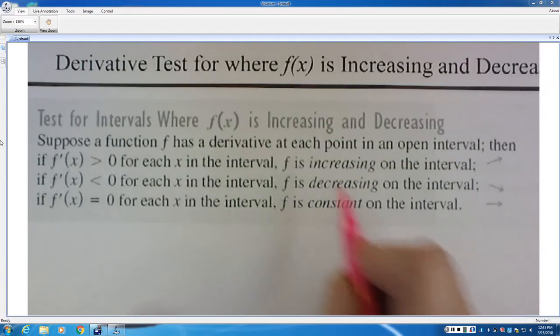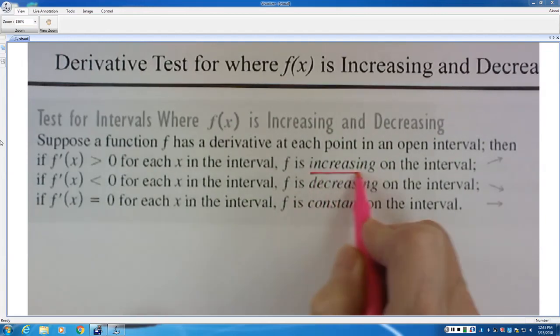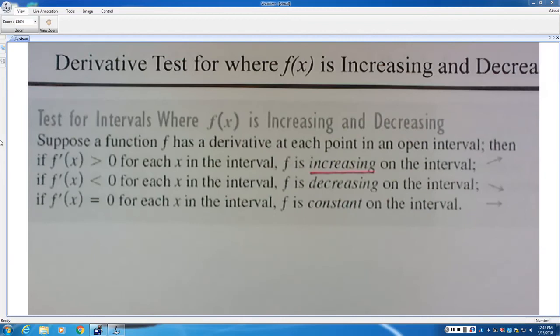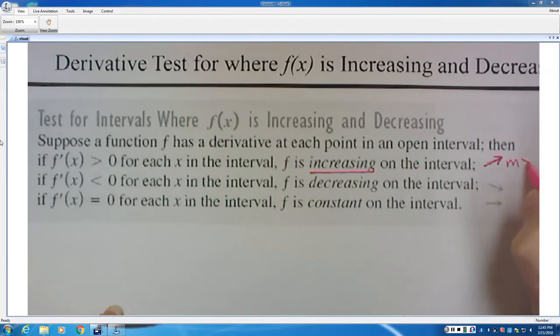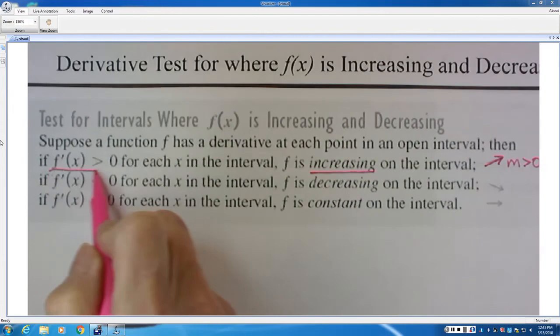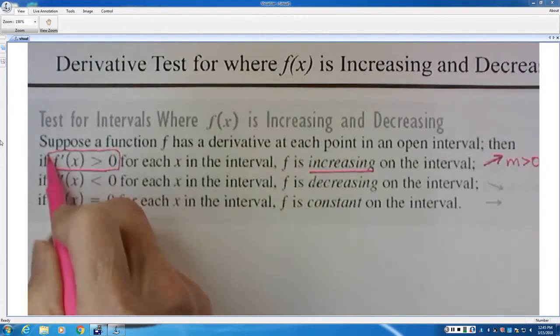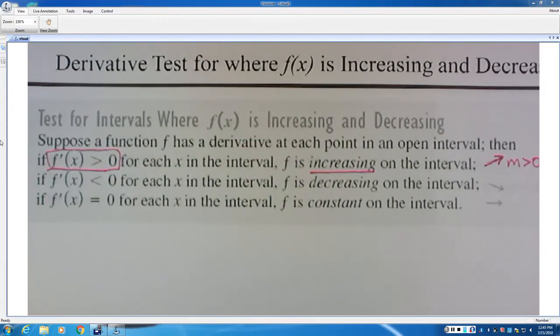f(x) is increasing on an interval, in other words, it's going uphill, when the derivative, which is the slope, is greater than 0, or in other words, it's positive. So if you take the derivative of the function and you can figure out where the function's derivative is positive, which you can do by looking at a table of values sometimes, then you'll know that the function is actually increasing on that interval.